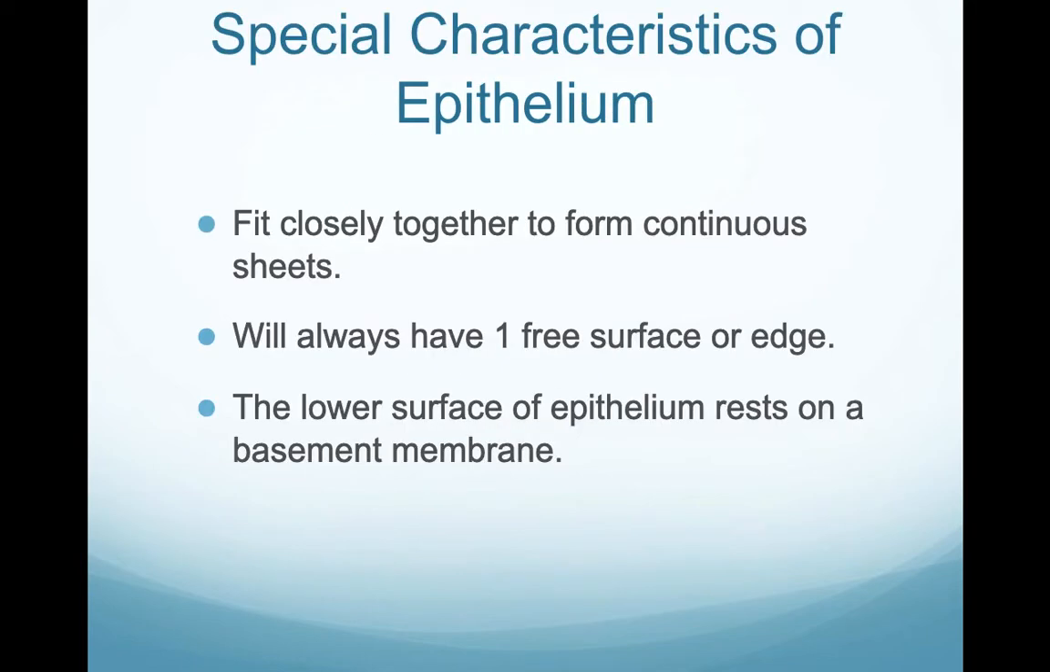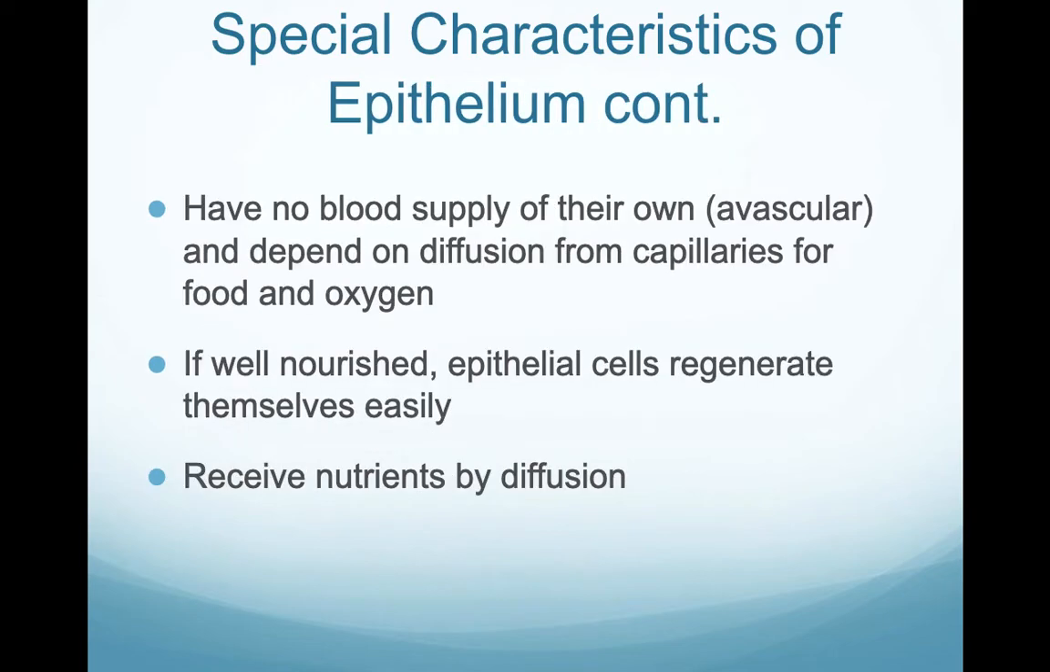Some characteristics of epithelial tissue are that their cells are closely fit together. They have tight junctions between them, holding those cells tightly together. Like I said, they have one free edge, and then they'll have a basement membrane underneath giving it support.